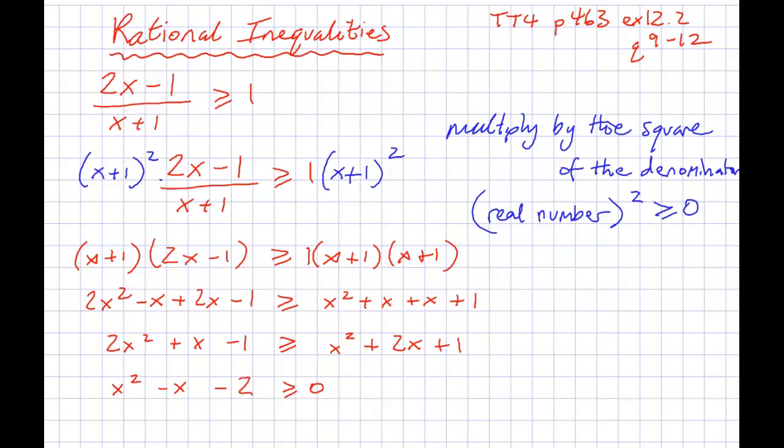So basically, we've converted a rational inequality into a quadratic inequality by multiplying both sides by the square of the denominator. Now it's the same as any other question you might do with a quadratic inequality. We're going to factorize to find the critical values and be able to decide, using those critical values, what is the range of values that would fit the inequality.